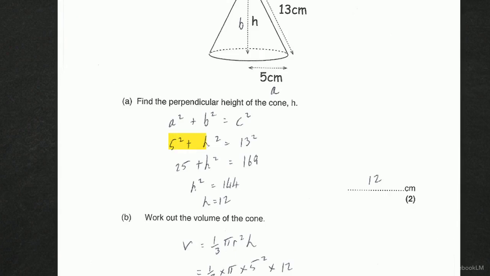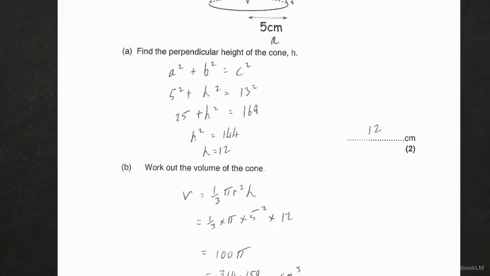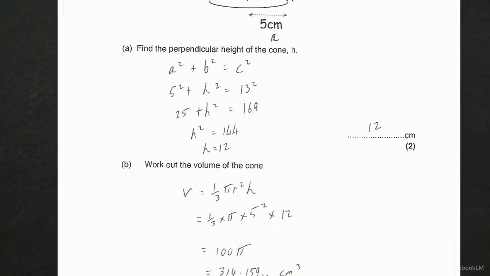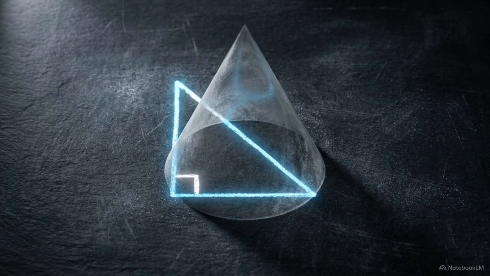Using Pythagoras, we set up the equation. 5 squared plus h squared equals 13 squared. Following the steps, 25 plus h squared equals 169. Subtracting 25 leaves h squared at 144, so our perpendicular height is 12. Mastering this triangle extraction allows you to solve high-value problems even when necessary numbers are deliberately hidden.